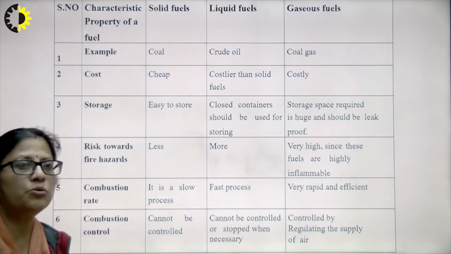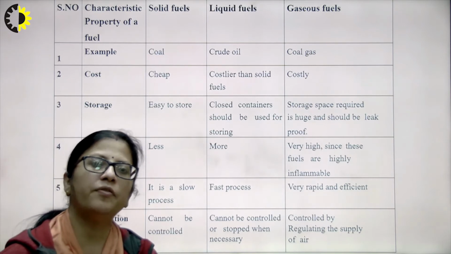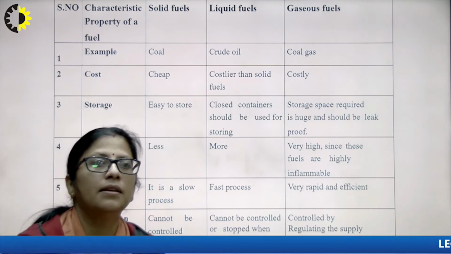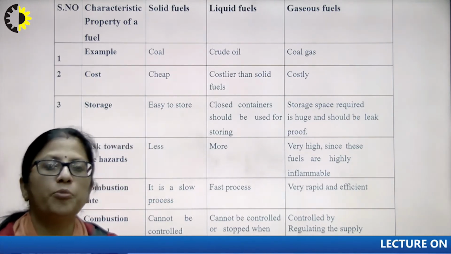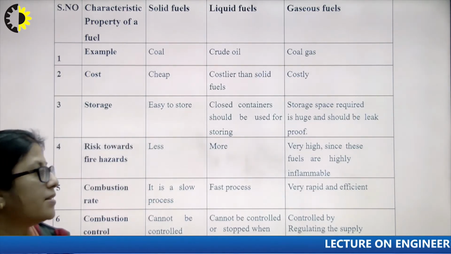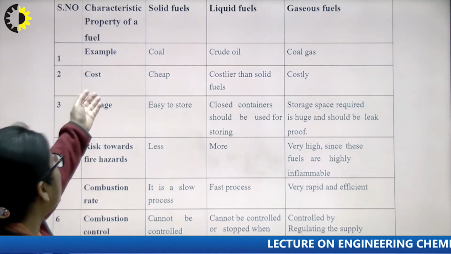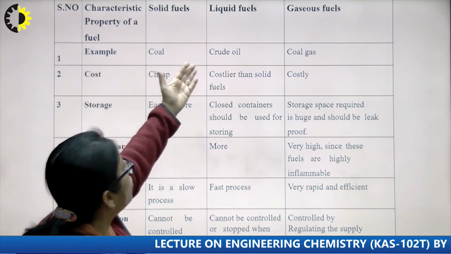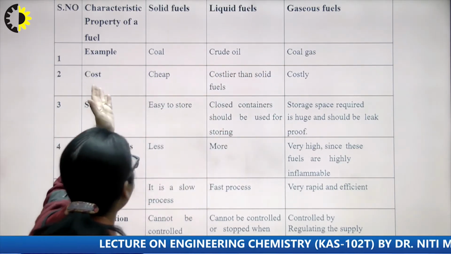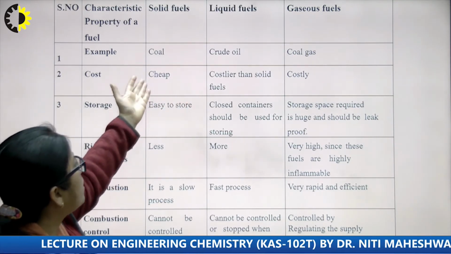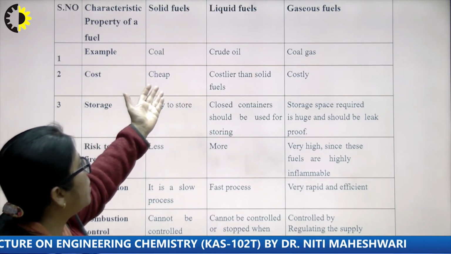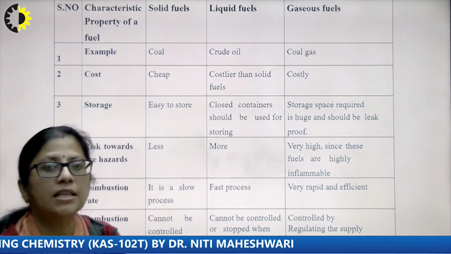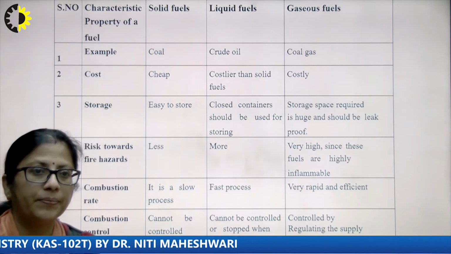Now coming to the characteristic properties of a fuel and how solid, liquid and gaseous fuels depend upon these properties. For example, first I am taking the cost. If I take the example of coal, crude oil and coal gas, then solid fuel, coal, is a cheap fuel, whereas crude oil is costlier than the solid fuels, and obviously gaseous fuels are costly.